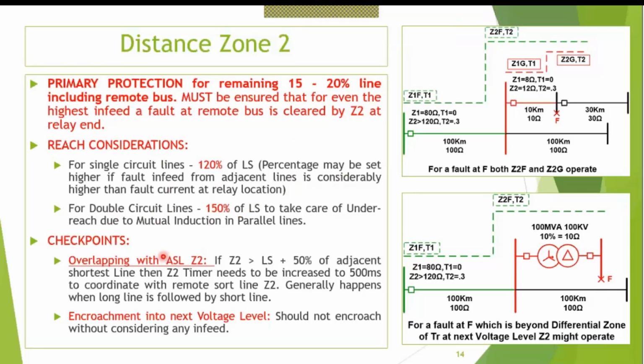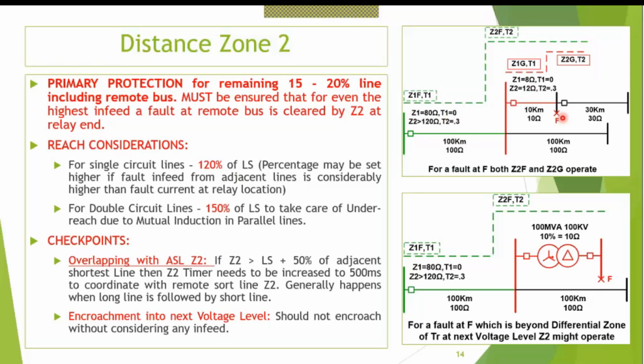Now, what are the checkpoints? What are the things we have to be careful about? Suppose there is a long line followed by a short line. We have a 100-kilometer line followed by a 10-kilometer line. Let's say the 100-kilometer line has 100 ohm impedance and the 10-kilometer line has 10 ohm impedance. So zone 2 of this is 12 ohm only, but zone 2 of this is 120 ohm as per this philosophy.